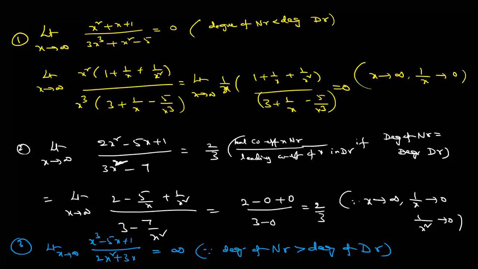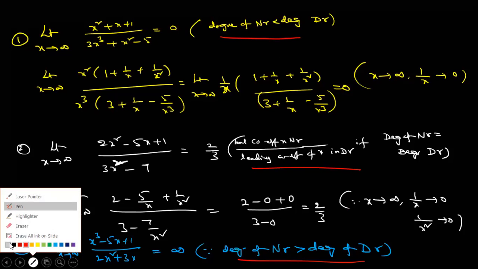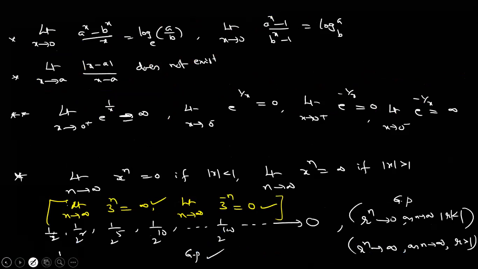So take some examples based on this one, x tends to infinity. Degree of numerator is greater than degree of denominator, or degree of numerator is equal to degree of denominator. There are three cases. Be careful. I'm writing once again: 1, next 2, next 3. These are very important here, students. Get ready.